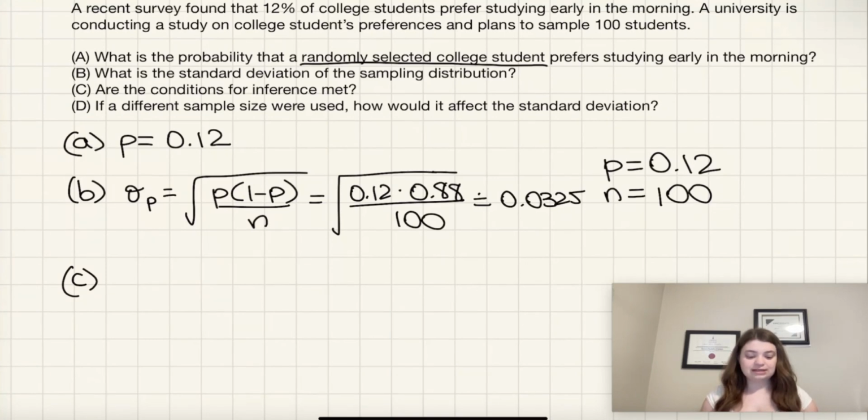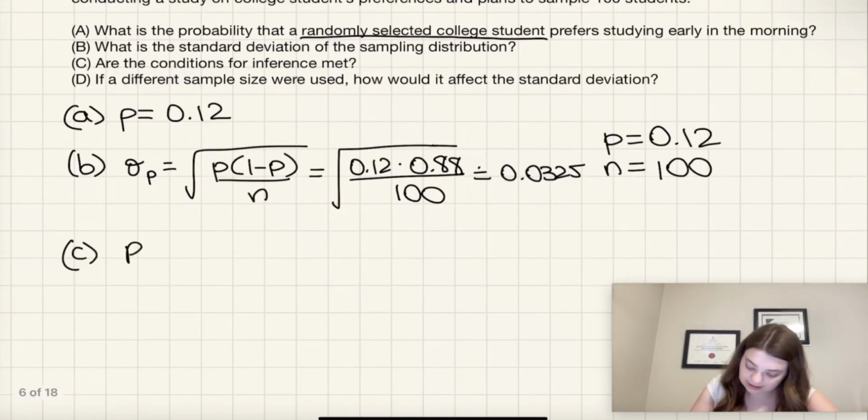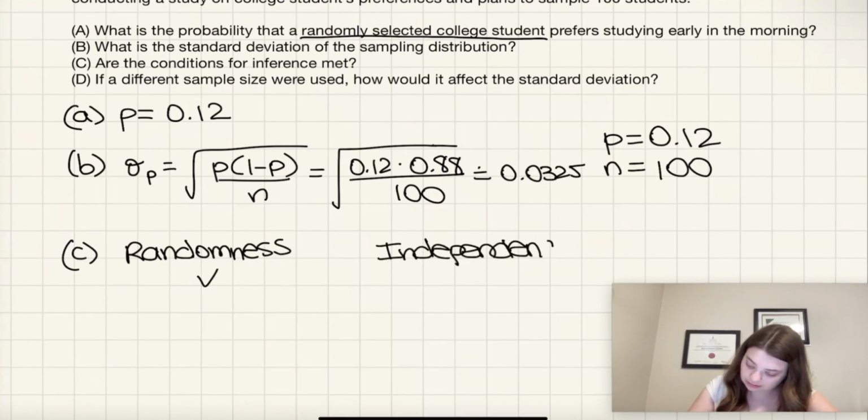And then there's also the success failure condition, right? So, both the expected successes and failures should be at least 10. Okay, so I'm going to write all of these down. So, randomness is a check because they are sampling randomly. And then independence is also a check because 100 students is certainly less than 10% of all college students.